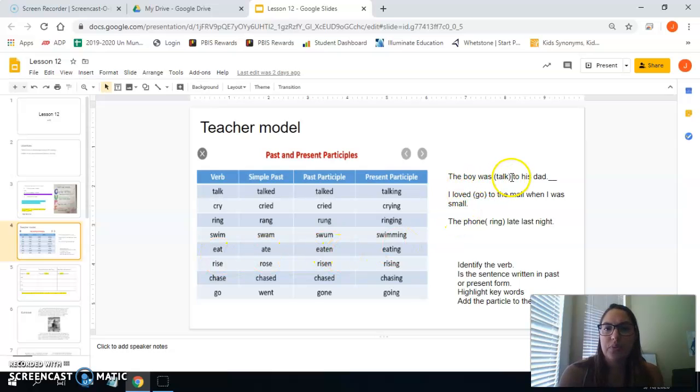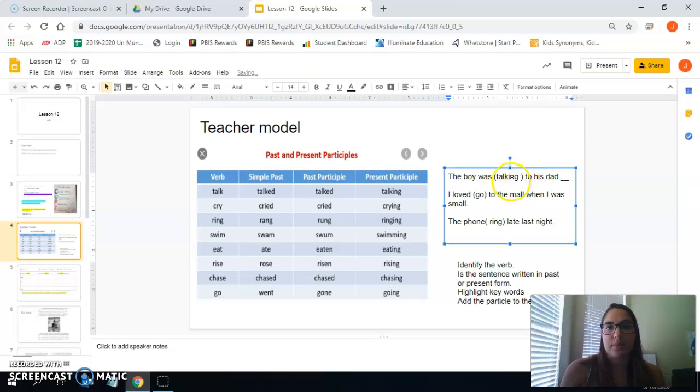So let's go ahead and go with this one. The boy was talked to his dad. So the boy was what? Is he talked? Did he already do that? Or is it something that he's doing? The boy was talking to his dad. So I can notice that, so I'm going to change my verb to talking.